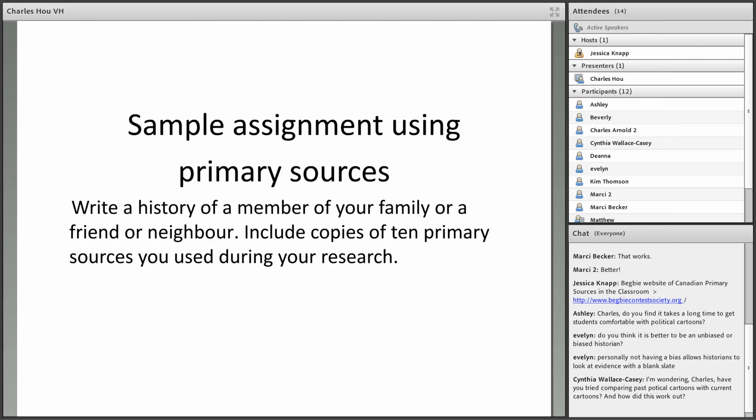Evelyn commented back, personally, not having a bias allows historians to look at evidence with a blank slate. Cynthia has a question. She is wondering, have you ever tried comparing past political cartoons with current cartoons, and how does this work out?